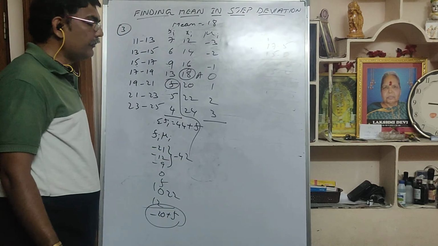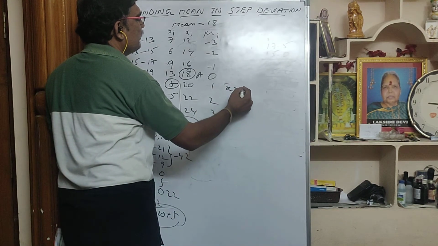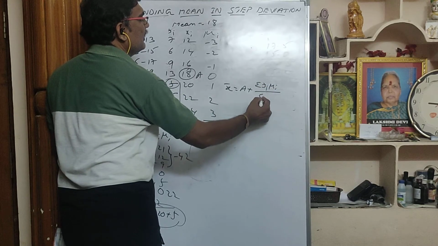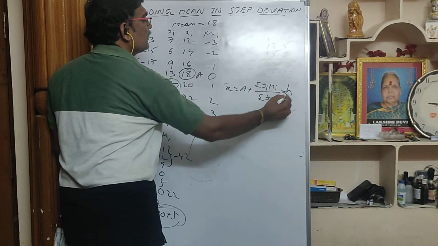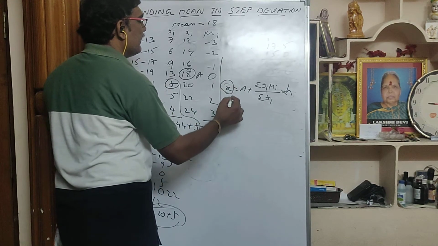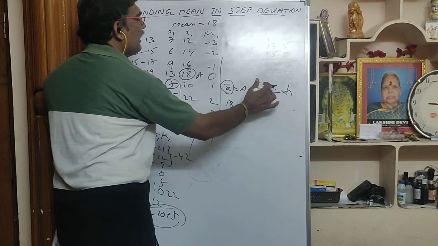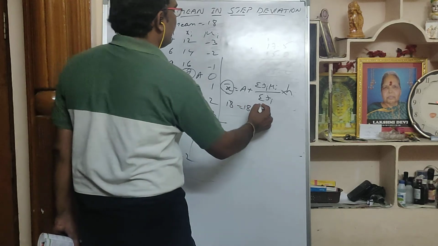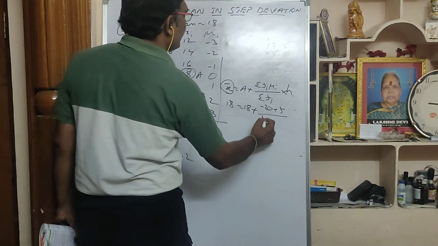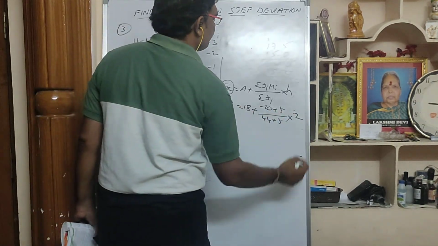What is minus 20 plus f? The value of sigma fi ui. Here you have to substitute in the formula. x bar is equal to a plus sigma fi ui by sigma fi into h. In place of x bar you have to write 18 because the mean was given as 18. The a value we got as 18. Sigma fi ui you got as minus 20 plus f. Sigma fi you got as 44 plus f. The h value you got as 2.